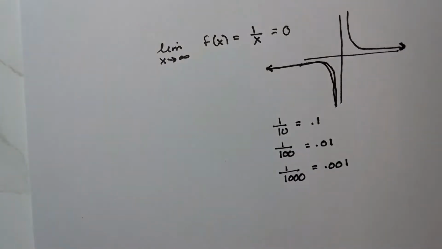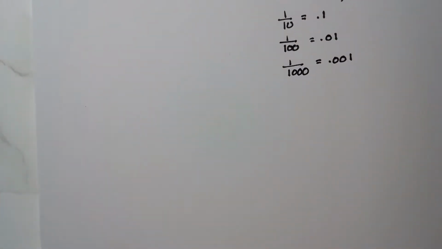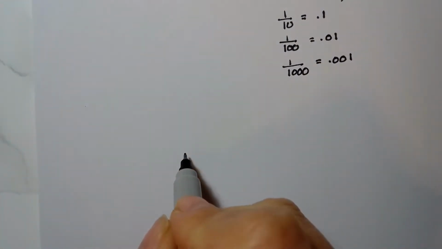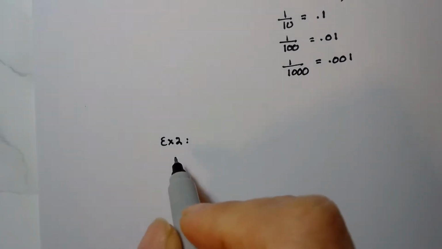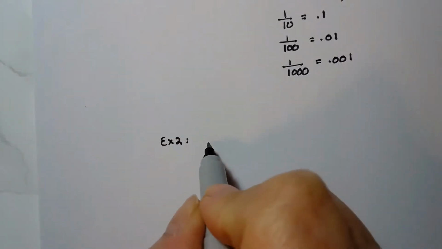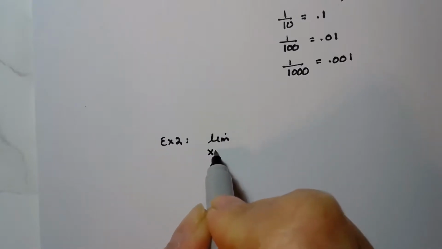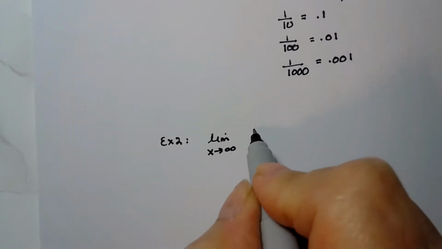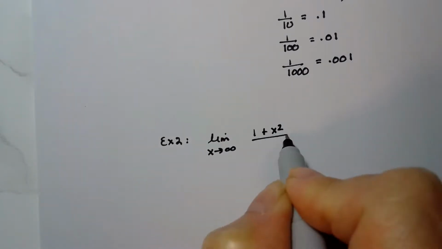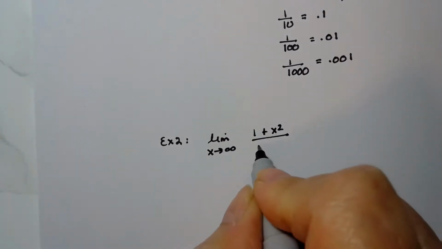particular function, but there are many functions that we're going to have to do a little bit of work to see what's going on. One particular function is from example 2 in the book. So this is from example 2. And what we want to know is what is the limit as x approaches infinity, so just positive infinity in this case, of 1 plus x squared over 2 minus x squared.